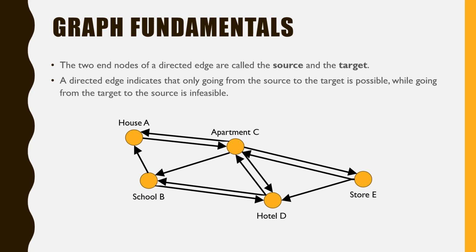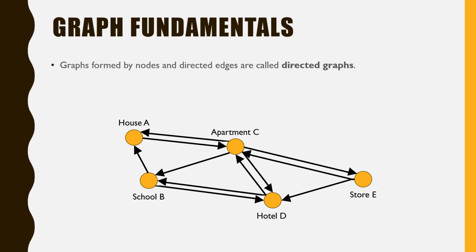The node at the start of the arrow is called the source node, while the node at the end is called the target node. In this example, apartment C is the source node, and school B is the target node. A graph formed by nodes and directed edges is called a directed graph.